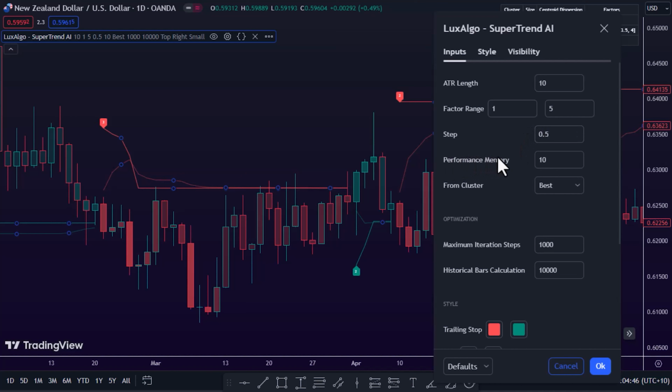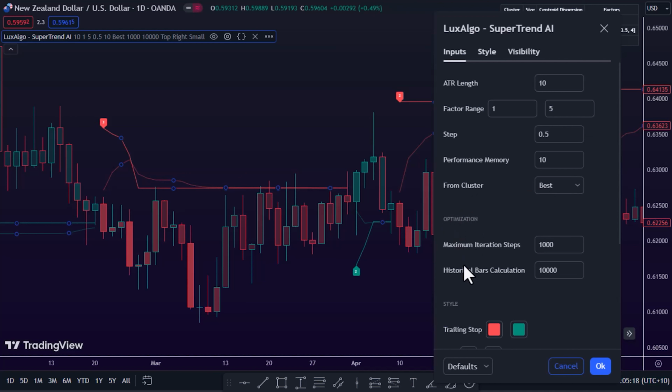Performance memory. This will determine the degree to which older inputs affect the current output, with higher values returning longer-term performance measurements. By default, it is set to 10. From cluster. This determines the exact cluster used to obtain the final factor. By default, it is set to the best. The indicator also has optimization command functionality. This group of settings affects the runtime performances of the script.